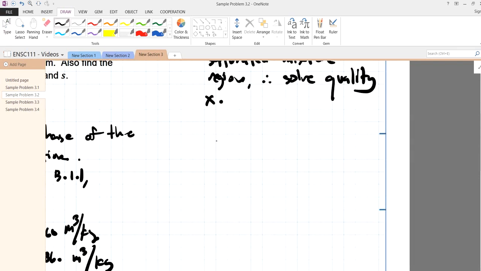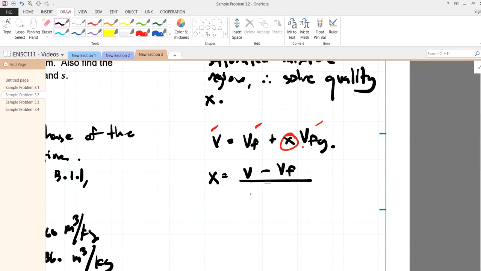Okay, so recall that v is simply equal to vf plus x vfg. Since we have this vf and vfg, therefore we can solve for x. Therefore x is equal to v minus vf all over vfg. So if we substitute the values, what we get here is, I think, 0.